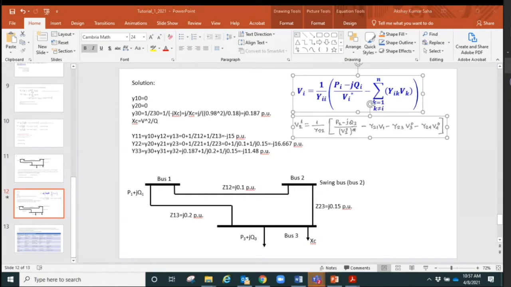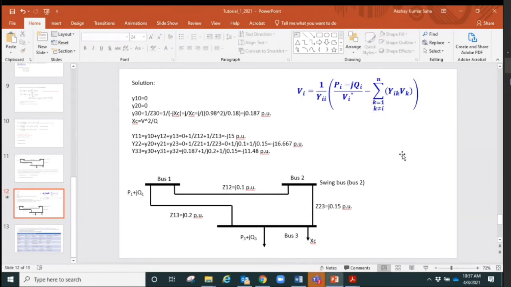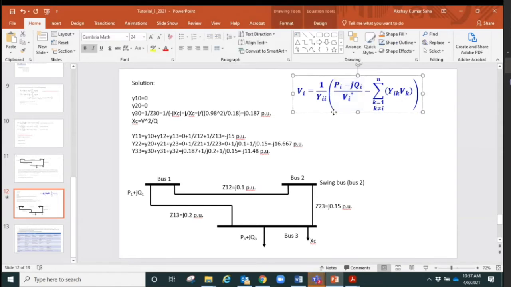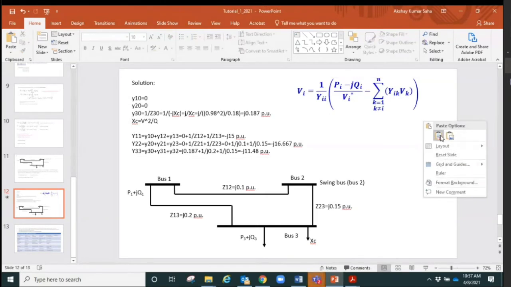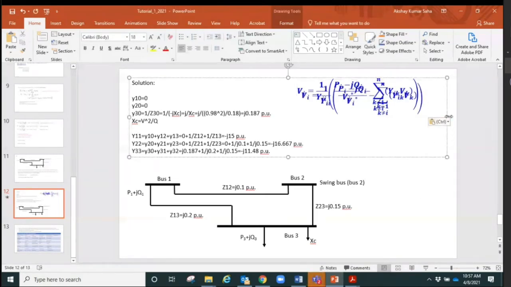So what will be the equation of V1? We don't need this V2. Let me just remove it, otherwise you will get confused. What will be the equation of V1? V1 will be equal to 1 over y11. Let me just copy this and then paste it here.